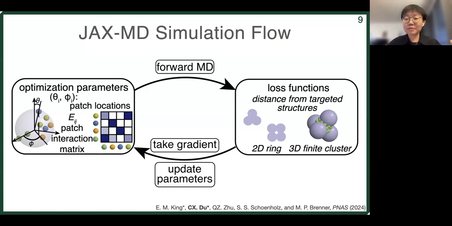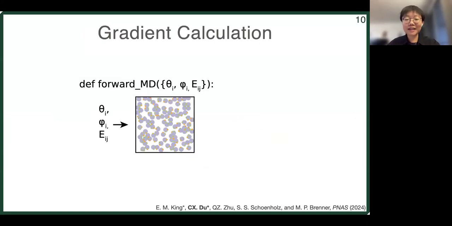One of the questions people always ask me, especially from the neural network training community, is that they don't believe I can actually thread through the whole simulation. So here I'm also going to show you a pseudocode version to demonstrate how these are all interconnected with each other. You can imagine that we're defining a function that is our forward molecular dynamics simulation, and these are the input parameters for that function.